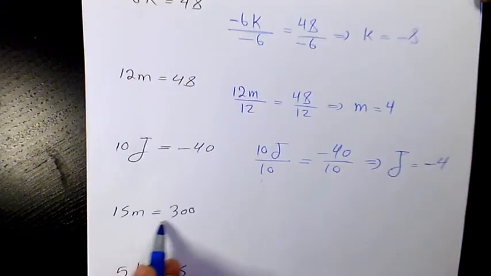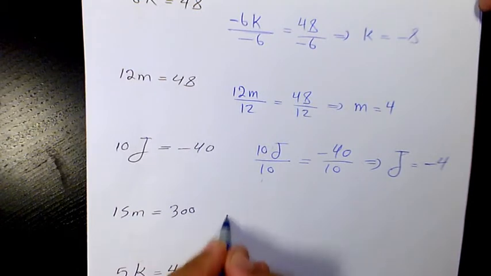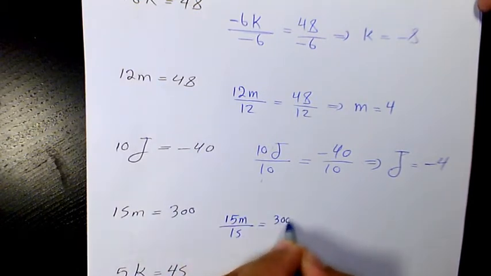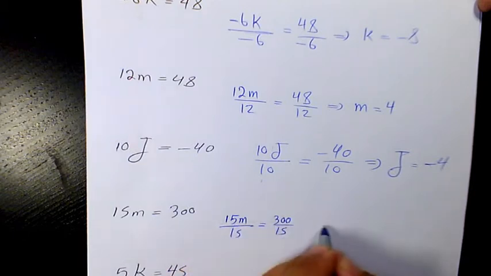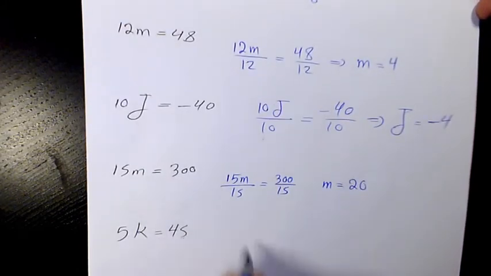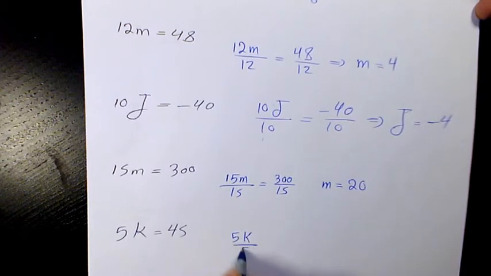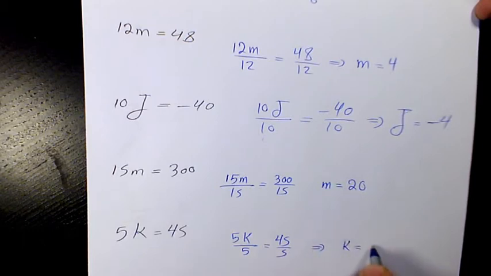15m equals 300. So I need to divide it by 15, both sides. 15m divided by 15 is m. 300 divided by 15 is going to be 20. So m equals 20. 5k equals 45. So we need to divide both sides by 5. 5k divided by 5 is going to be k. 45 divided by 5 is going to be 9.